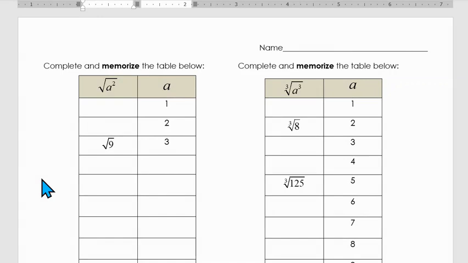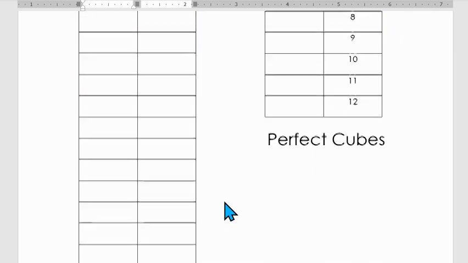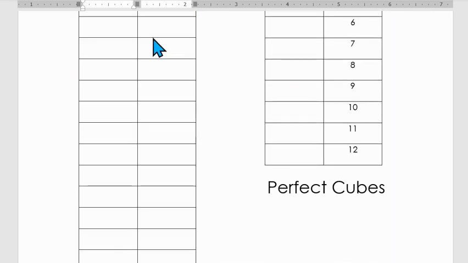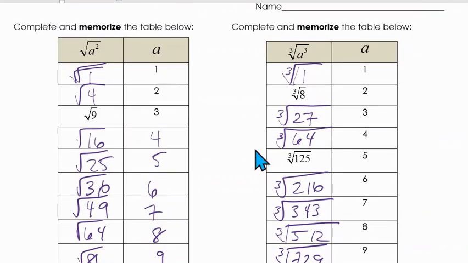For the start of simplifying radicals, we're going to want to have memorized the first set of perfect squares and the first set of perfect cubes. So take a minute, fill out this chart, pause the video, and when you're done, come back. Welcome back. So we filled out the chart with our perfect squares and our square roots and our cube roots.